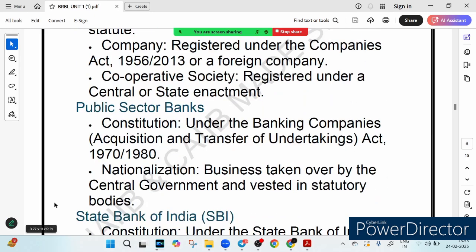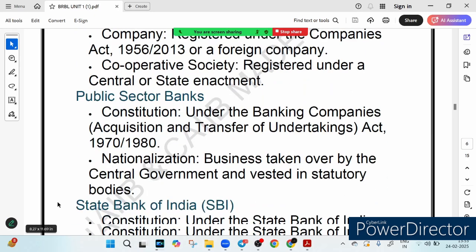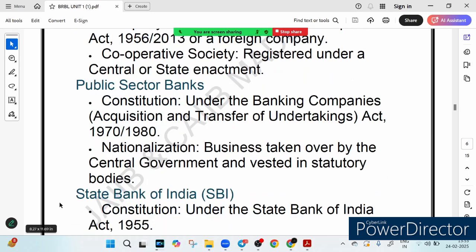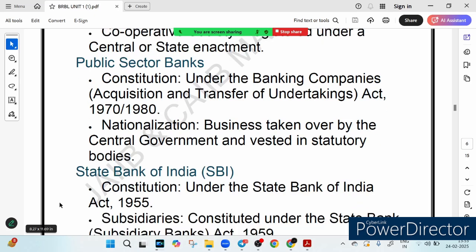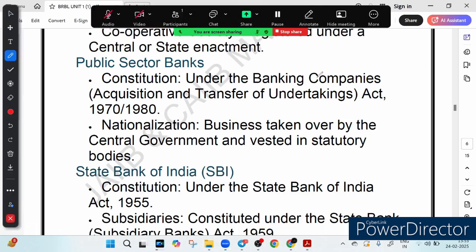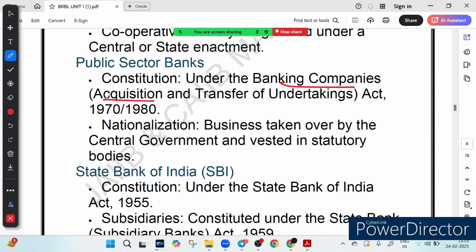Now let's first discuss public sector banks. These are the banks that were nationalized by the central government. This means the government owns these banks now, and the rules around them are governed by the Banking Companies Acquisition and Transfer of Undertakings Act 1970 or 1980. So when you see big names like Bank of Baroda, Punjab National Bank, Bank of India, they are part of the public sector banks.